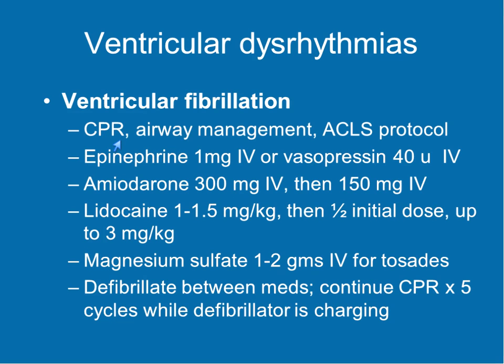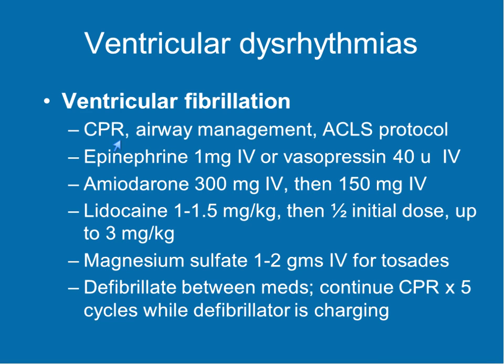At some point in the algorithm, we can add antidysrhythmics if the rhythm is not defibrillated, if it's not corrected. Then the first drug of choice is amiodarone. We give 300 milligrams IV push, and then in subsequent dosing, as we work through the algorithm, we'll give another 150 milligrams IV push if the rhythm hasn't corrected. If amiodarone doesn't do the trick, then we add lidocaine, and lidocaine is based on the patient's weight.